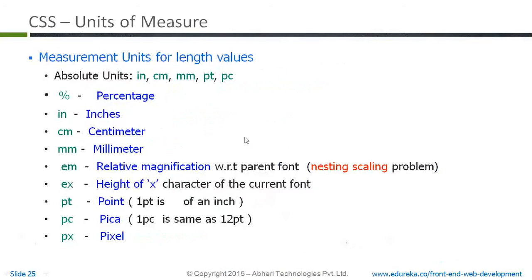There are multiple units of measure in CSS. Basically, all these units are specified for length values. Anything like font size, width, padding, margin, all of those are a length dimension, right? In mass, length, and time, this is the length dimension. For all those length dimensions, units of measure in CSS include percentages.